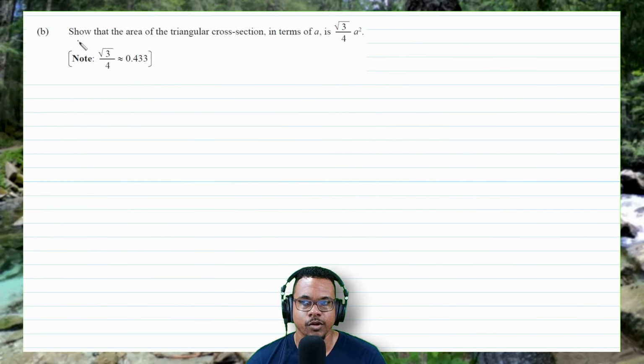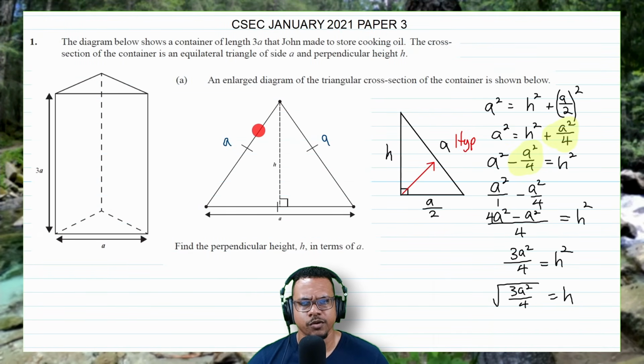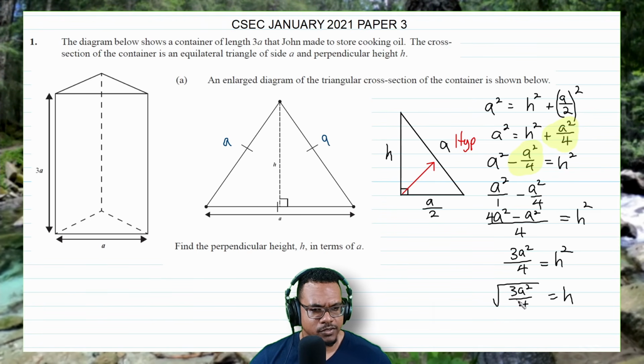Now here we have part B, where we're going to show that the area of the triangular cross-section in terms of a is equal to the square root of 3 over 4 a squared. They note that the square root of 3 divided by 4 is approximately 0.433. What we're going to do here is work out the area of this triangle. We just found that the height h is equal to the square root of 3a squared divided by 4.